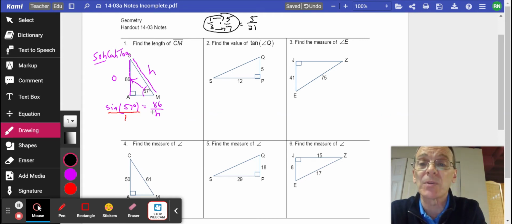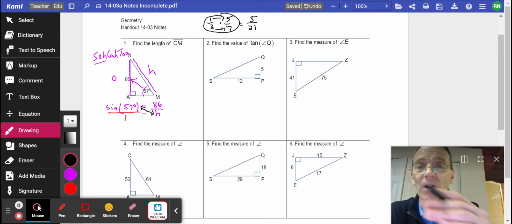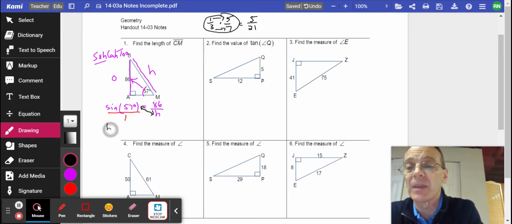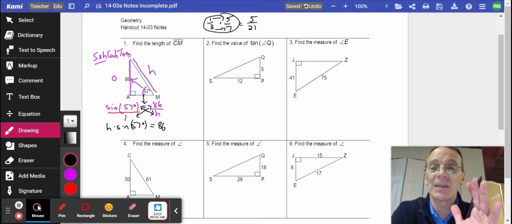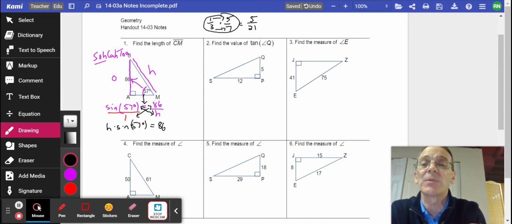So we multiply the h times the sine of 57 degrees. Now that's diagonally across that we are multiplying. And when we do that, we just get h times sine of 57 degrees. And then when we multiply diagonally that way, 86 times 1 is just 86. And there still has to be an equal sign here. We should never lose track of the equal sign once we begin with one, right?